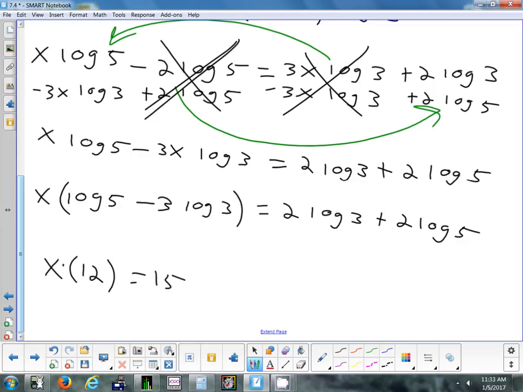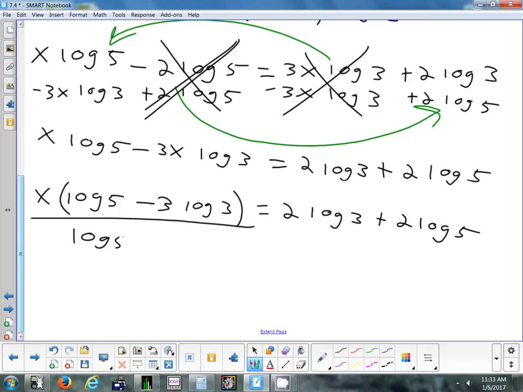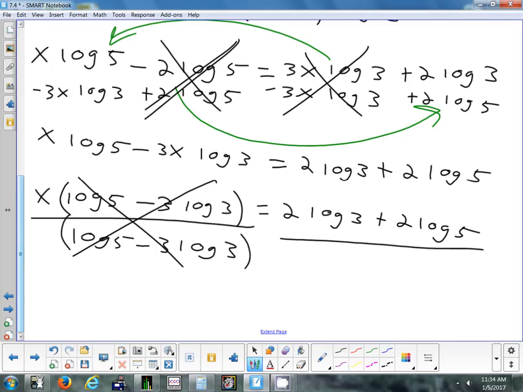So what would be your last step to get the letter by itself? Yeah, you divide each side by whatever's next to the letter. Okay, so do the same thing here. And that's our answer. What's next to the letter looks kind of complicated because I didn't do out the word log. But now in the last step, I'm going to type it in and I'll do it out. Then divide by log 5 minus 3 log 3.